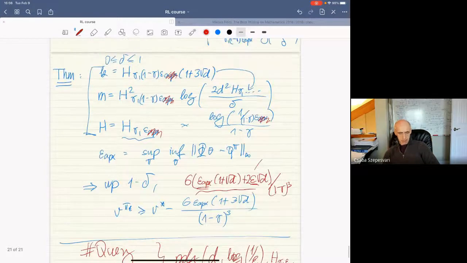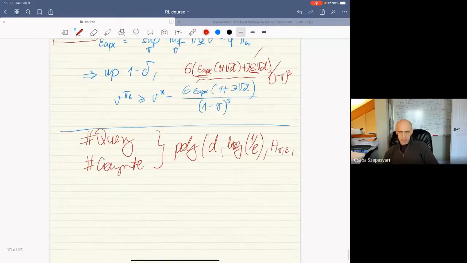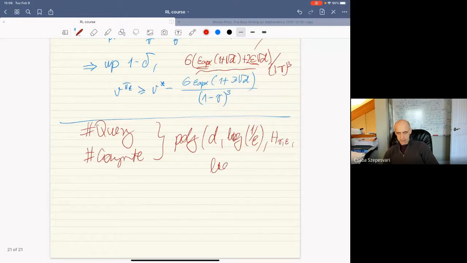Because the total amount of compute and simulation and whatnot: you had d squared core states, for each of them you do m rollouts, and you do this for k iterations, and the truncation horizon is H. So you multiply everything together and you multiply with d squared. That's your total compute, and that's your simulation effort. Is delta hidden somewhere? Oh yeah, the log 1 over delta is also there.